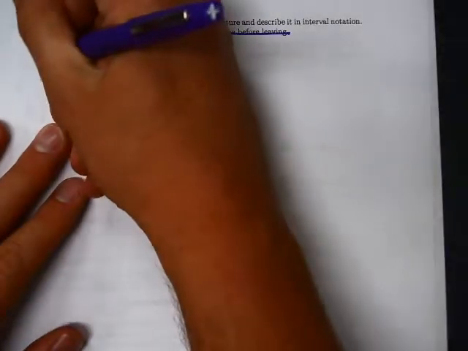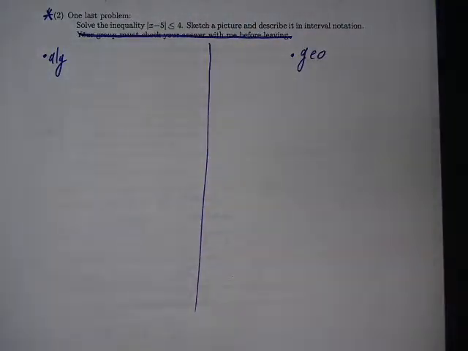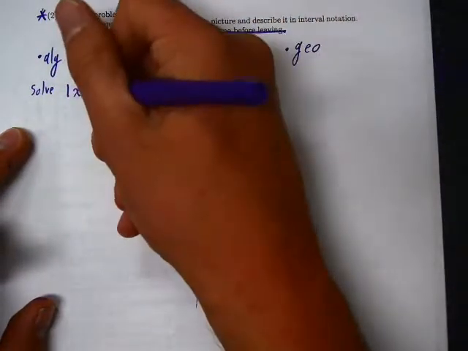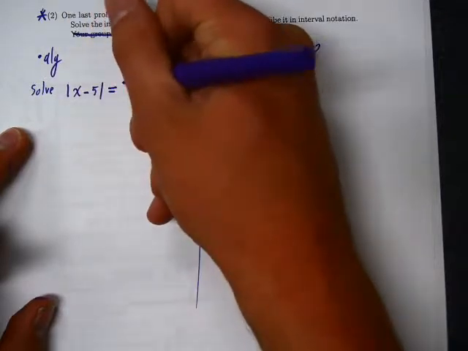So, let's think about solving an inequality involving absolute values. Let's try to solve the inequality, the absolute value of x minus 5 is less than or equal to 4. And we'll do it two different ways. First, we'll do it in a purely algebraic way, and then we'll do it in a purely geometric way. So, the purely algebraic way, we have a framework. Step 1, we replace inequality with equality and solve. So let's solve the absolute value of x minus 5 equals 4.